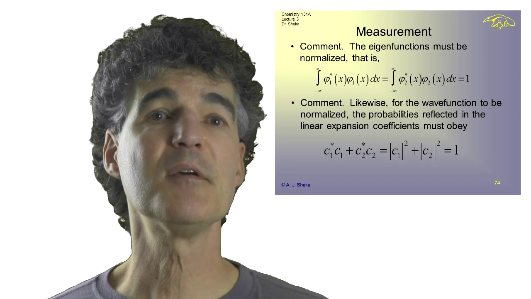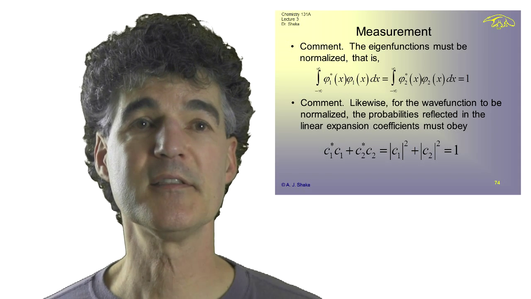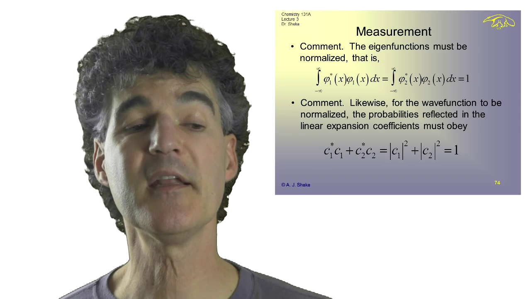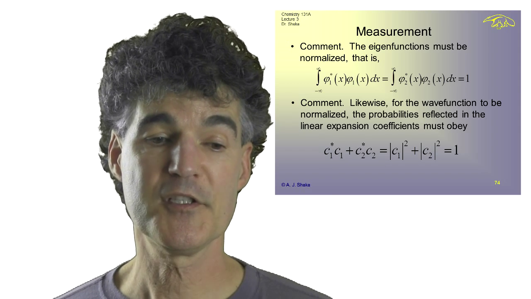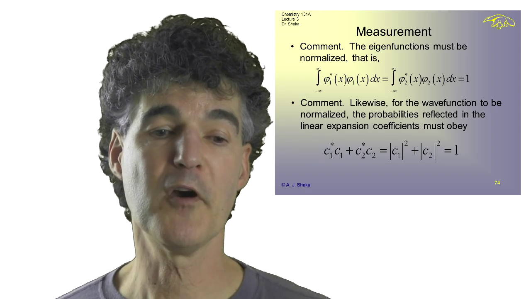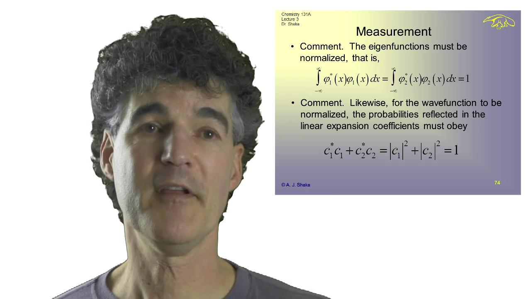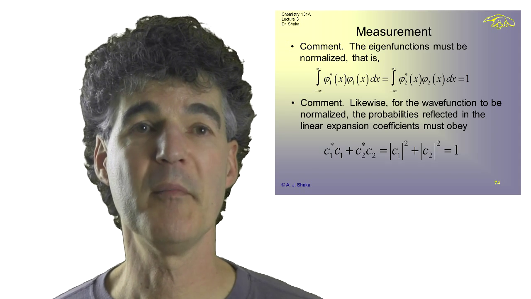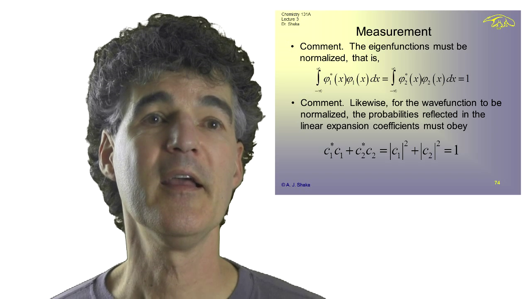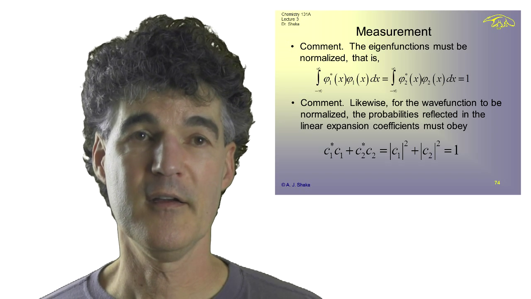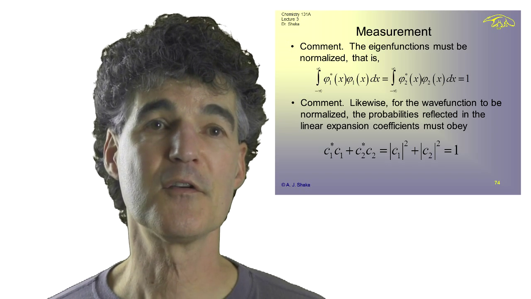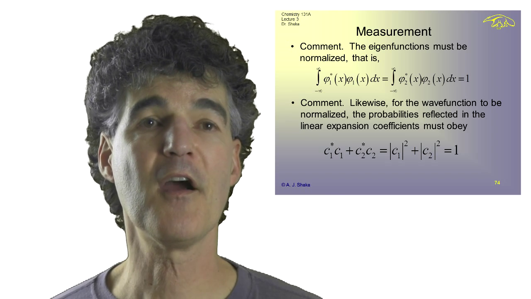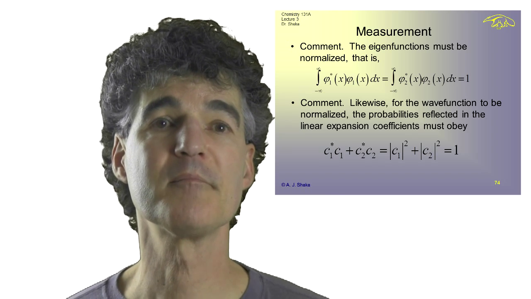The eigenfunctions themselves have to be normalized. That means if you happen to be in an eigenfunction, your chance of being somewhere in the universe and having that eigenvalue, let's say, of momentum, is equal to 1. And so the basis functions themselves are normalized, and we always assume that they are normalized without comment.